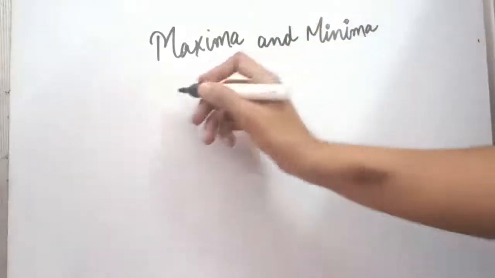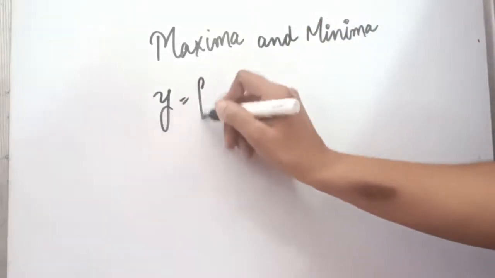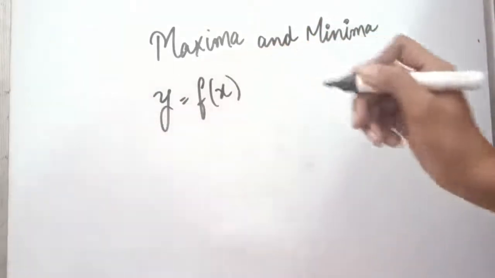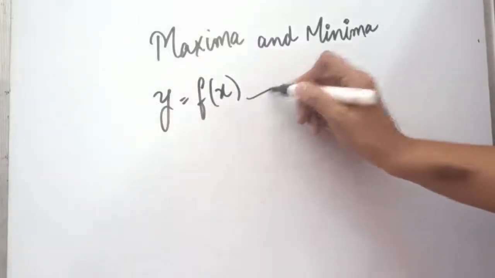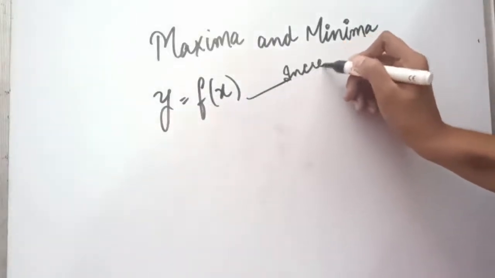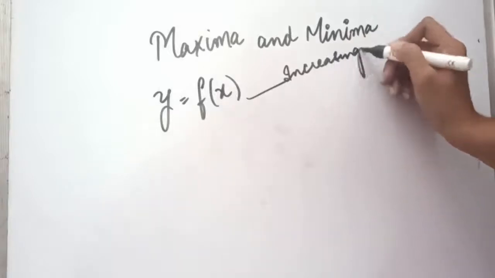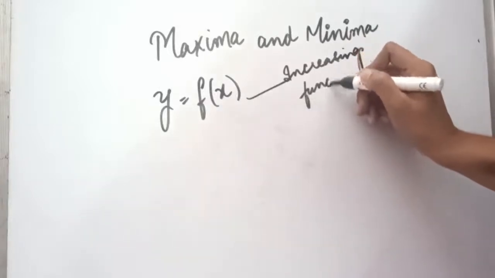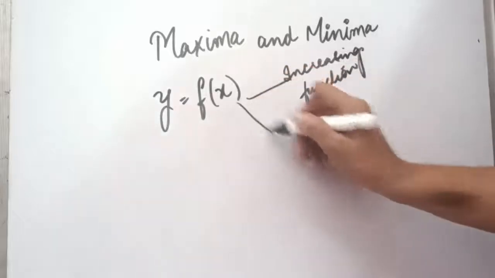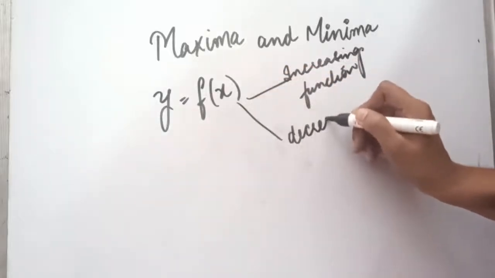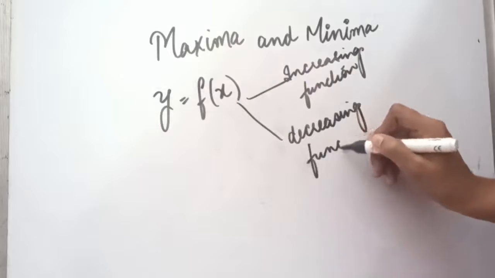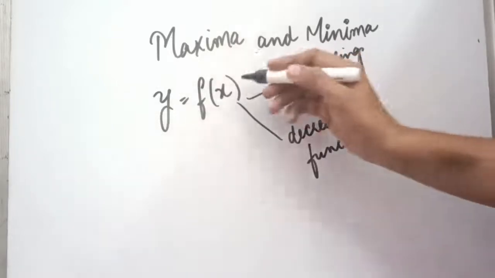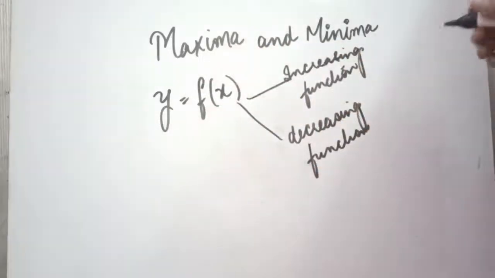The next topic is maxima and minima. Now you have seen till now that y is a function of x. This equation we keep on using. Now y can be an increasing function, and it can also be a decreasing function in some questions. So how would we come to know whether y is an increasing function of x or not?